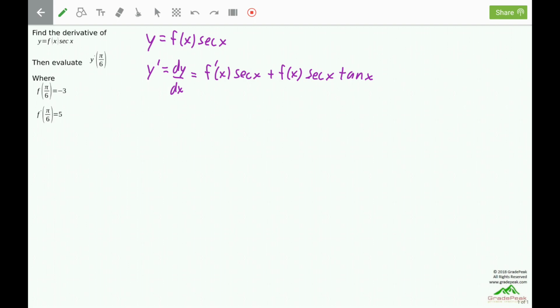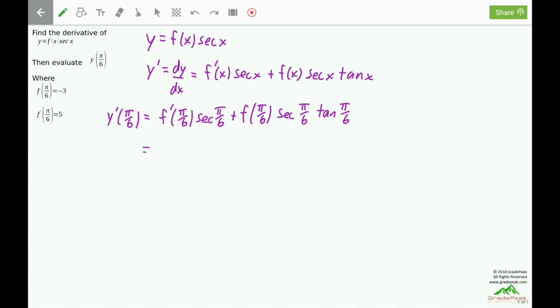The next thing to do is evaluate y prime of pi over 6. Y prime of pi over 6 means to plug pi over 6 in for each of the x's. So we will have f prime of pi over 6 times the secant of pi over 6 plus f of pi over 6 times the secant of pi over 6 times the tangent of pi over 6. So this is going to equal, well, f prime of pi over 6 and f of pi over 6, those will be determined by this information over here.